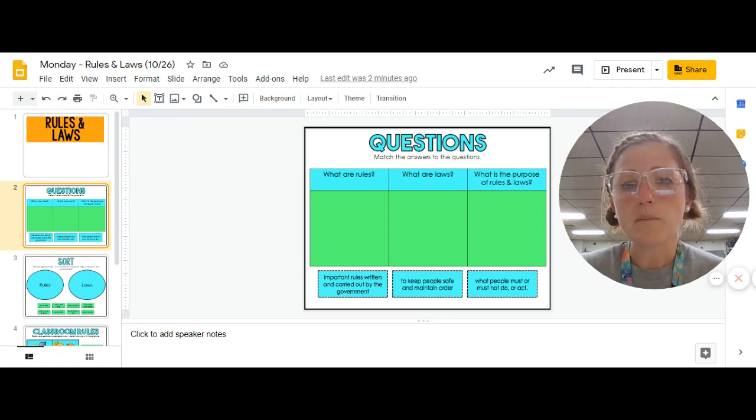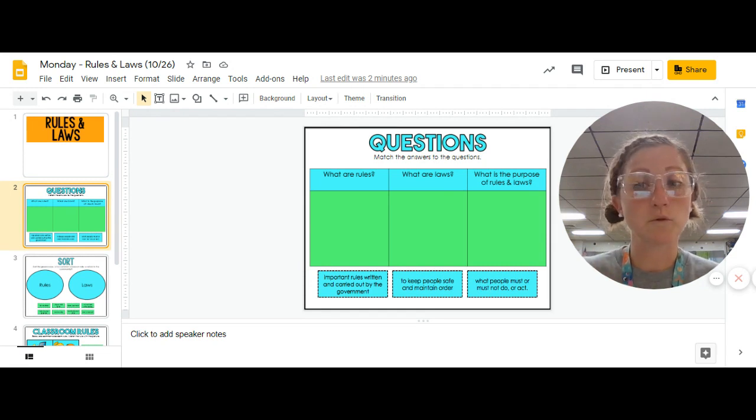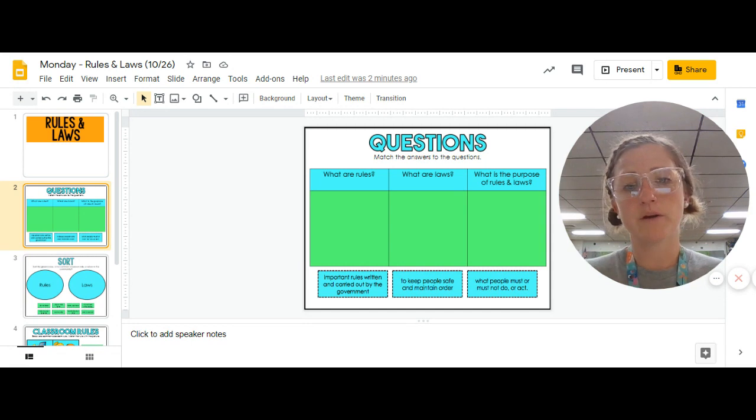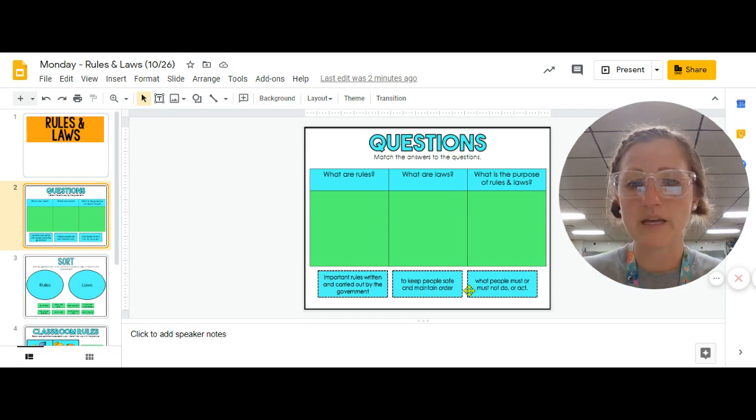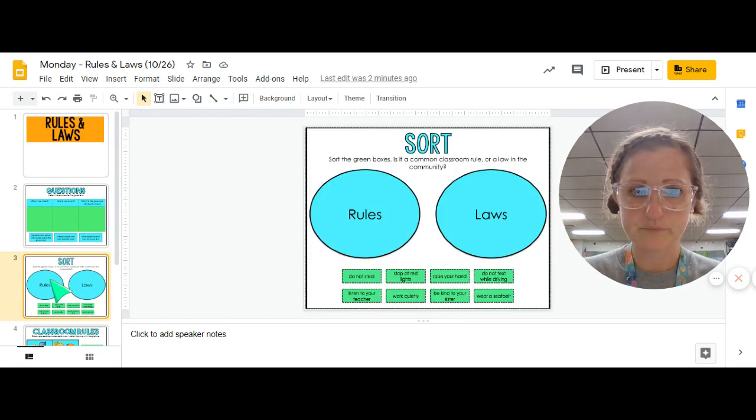So be careful as you think. I don't really want to give away the answer here, but remember, students have rules, or in your house, you might have rules. You wouldn't call them laws, and there's a reason for that. So think about what each of these say as you try to consider which one is which.